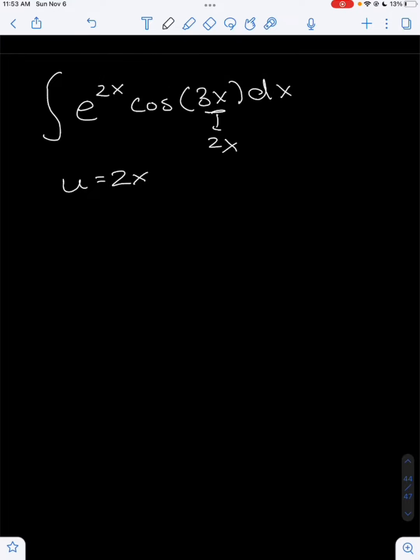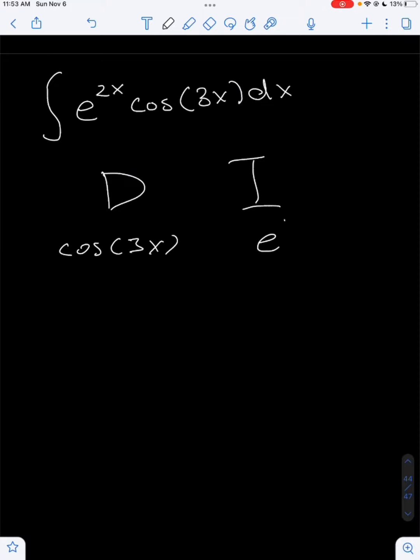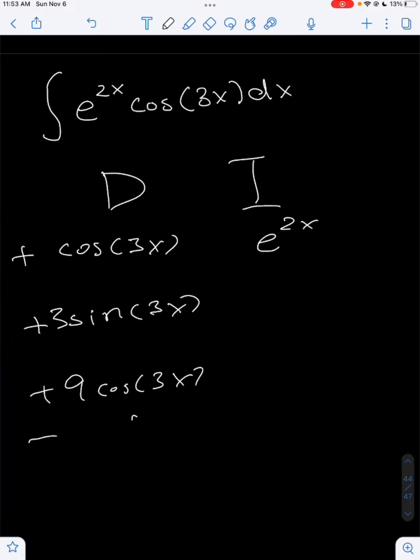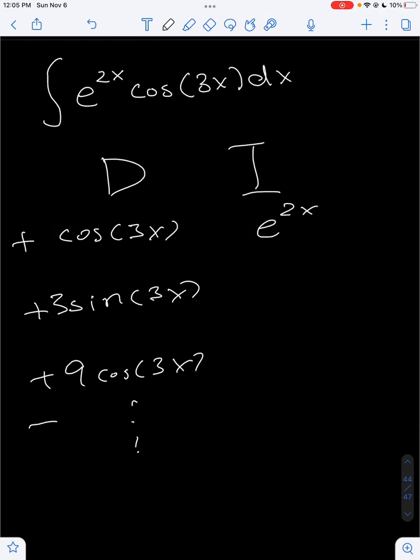We could try doing integration by parts without the u sub by using the DI method, where we take the derivative of cosine of 3x, and the integral of e to the 2x. The derivative of cosine of 3x is going to be minus 3 sine of 3x. The derivative of that is going to be 9 cosine of 3x, and it keeps going on forever. And the integral of e to the 2x is just 1/2 e to the 2x. The integral of that is going to be 1/4 e to the 2x, and it just keeps going on forever as well.